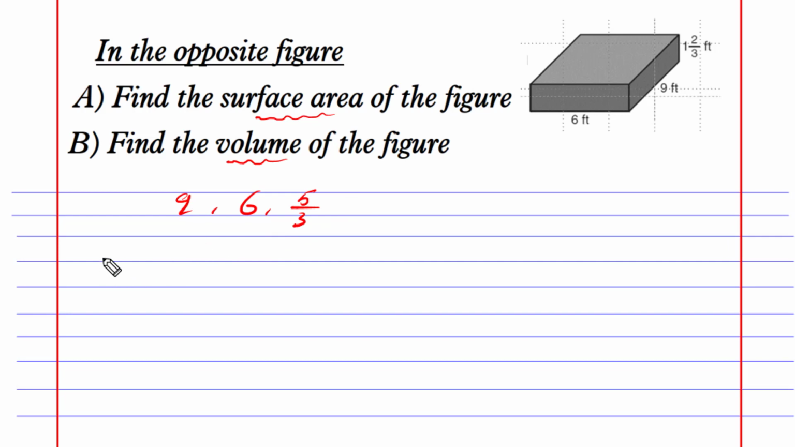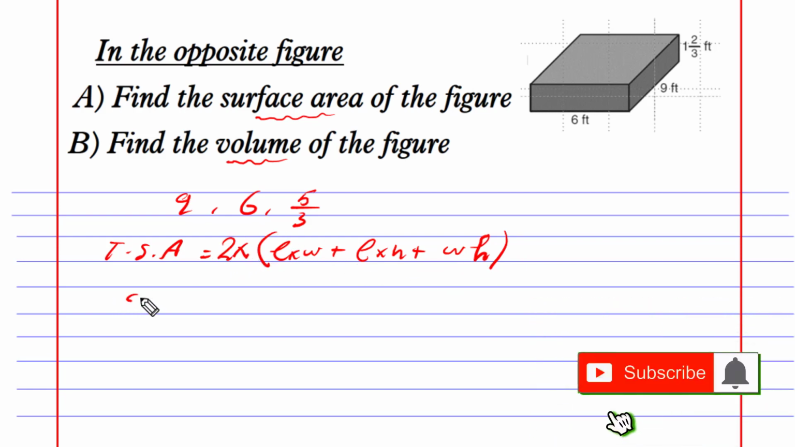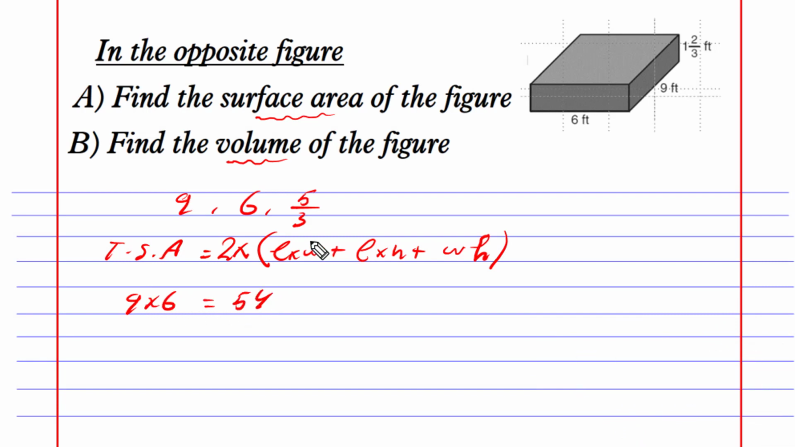First, to find the total surface area equals what? Equals length times width plus length times height plus width times height. We studied before. All this product times 2. Now we will have 9 times 6 first equals 54. Second, guys, 9 times 5 over 3. You can simplify. Divided by 3 equals 1. Divided by 3 equals 3. Now 3 times 5 equals 15.